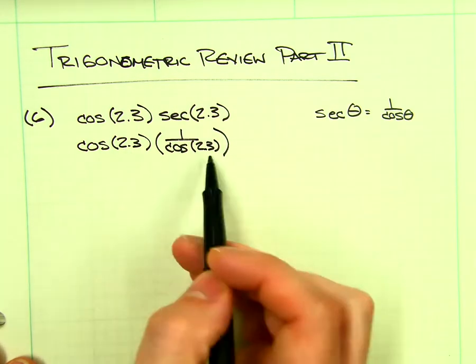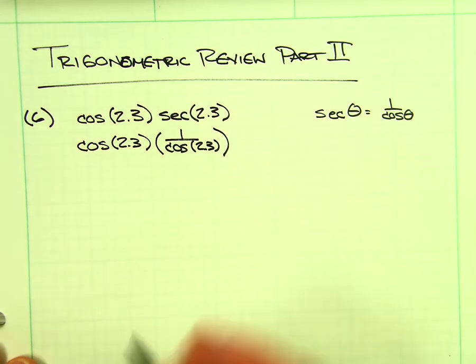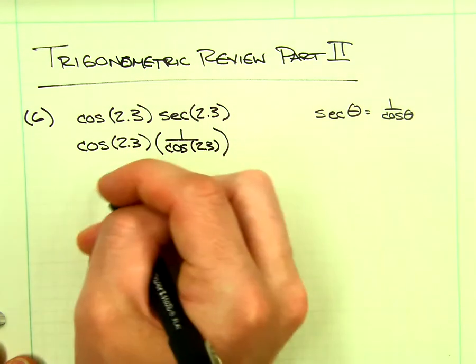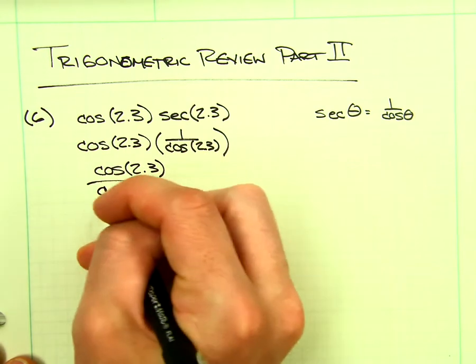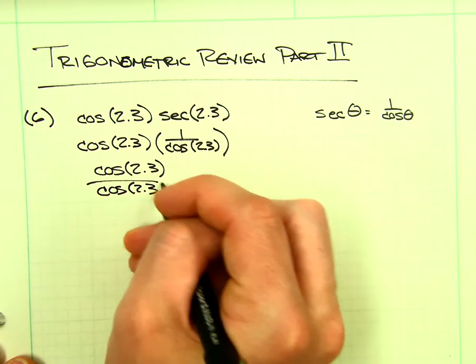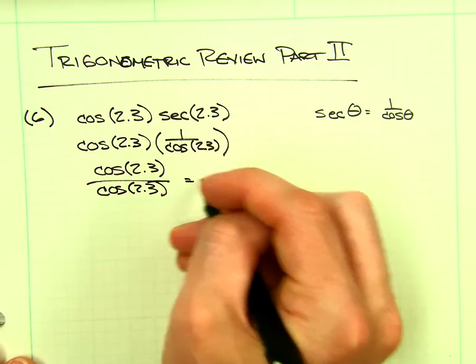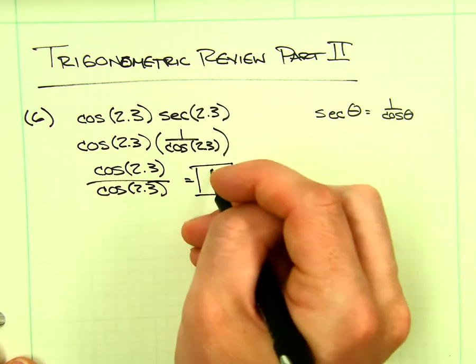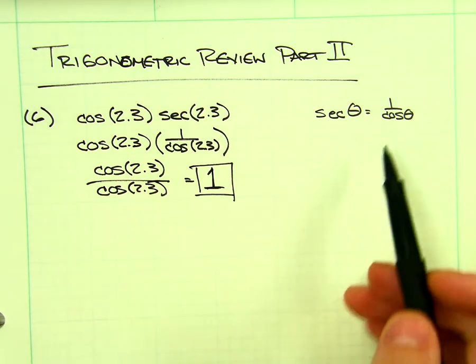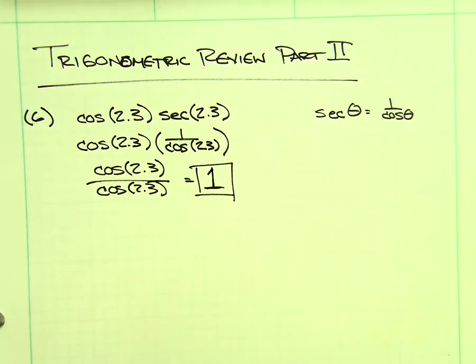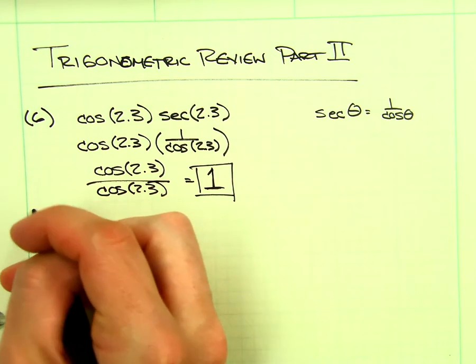Now here I've got the cosine of 2.3 divided by the cosine of 2.3. You can just write it like this, cosine of 2.3 divided by the cosine. I've got something divided by something. Sure enough, this is just equal to 1. Done. Easy enough. Basically, you just need to remember what these trigonometric relationships are between secant and cosine, or cosecant and sine.